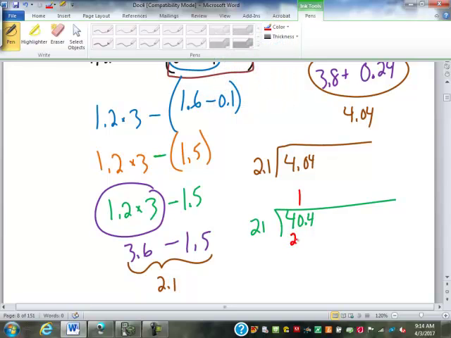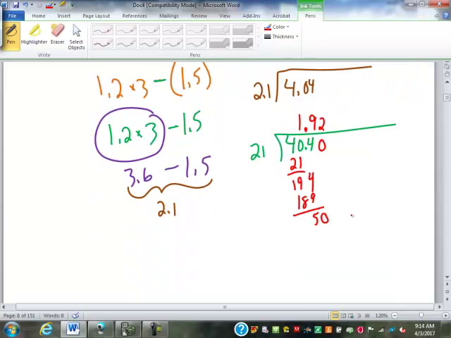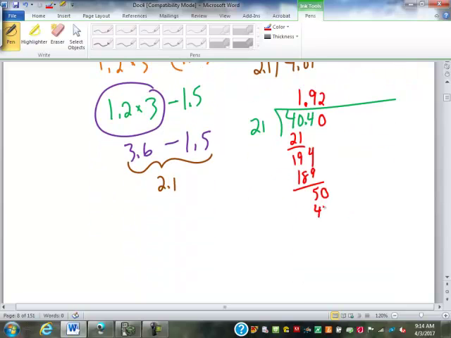21 goes into 40 once. There's 19 left over. Before we can bring down the 4, we move up the decimal point. Then we bring down the 4. 21 goes into 94 8 times. That's 168. Oops. Goes into 9 times, doesn't it? 9 times is 189. There's 5 left over. Put in a 0, bring it down. 21 goes into 50 twice. 42 with 8 left over.